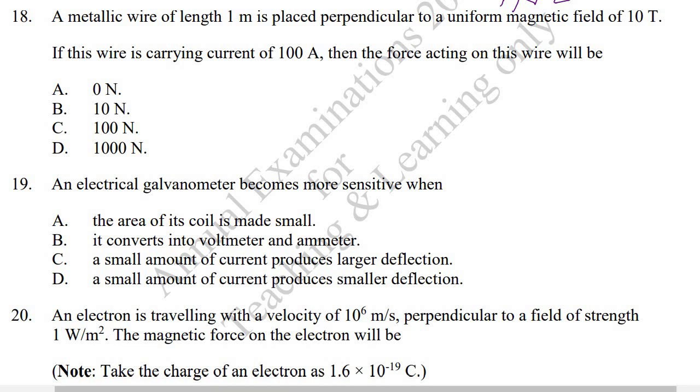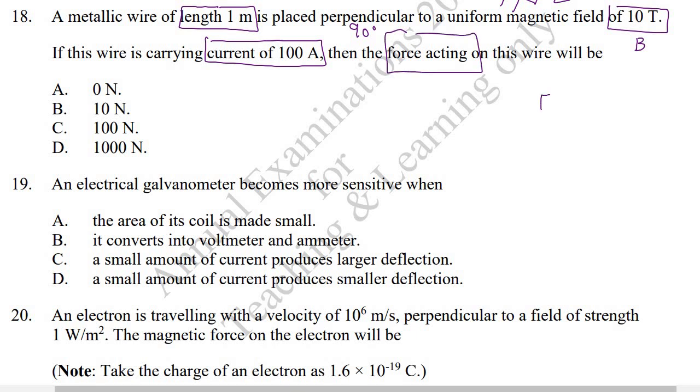Let's see question number 18. A metallic wire of length 1 meter is placed perpendicular, which means the angle is 90 degrees, to a uniform magnetic field of 10 Tesla. So this is the magnetic field strength. If the wire is carrying a current of 100 amperes, we have to find the force acting on that conductor. So we know that the perpendicular force is equal to BIL. The values of B, I and L are given. B is 10, current is 100, and the length of the conductor is 1. So in this way, the perpendicular force acting on the conductor will be equal to 1000 newtons. So the correct answer is option D.